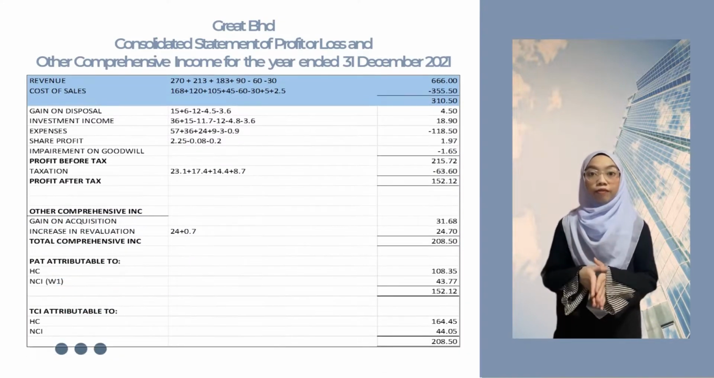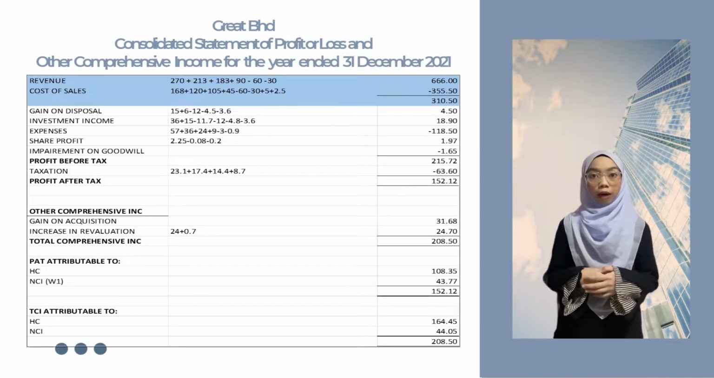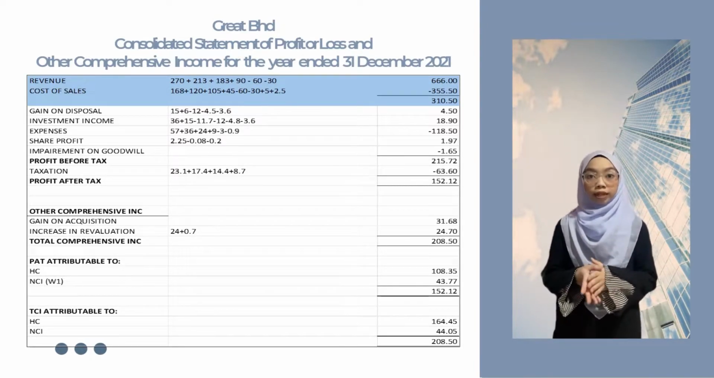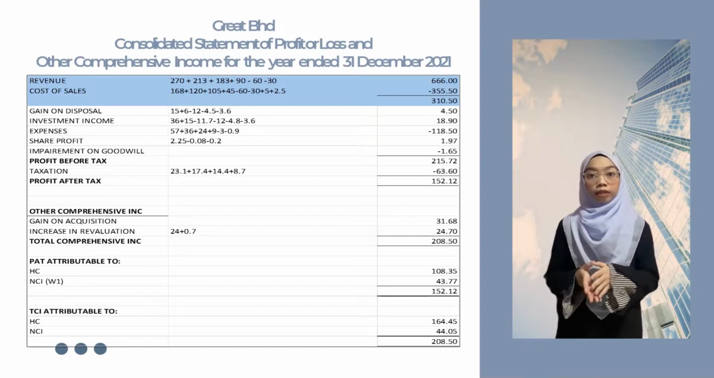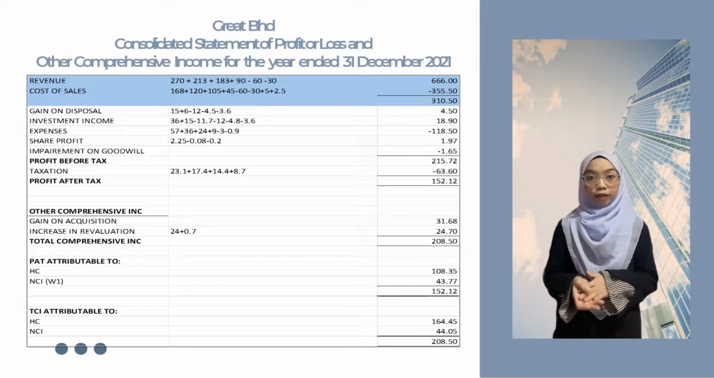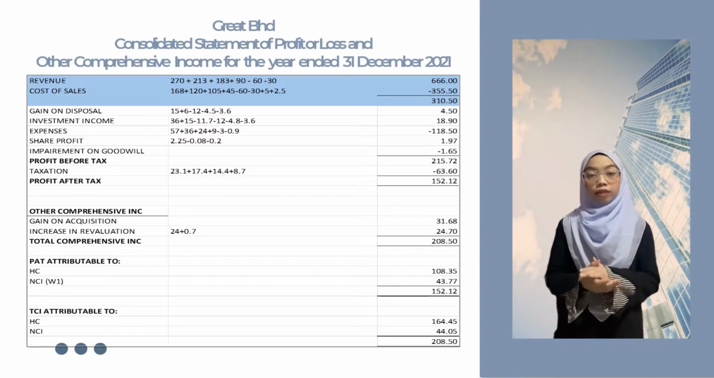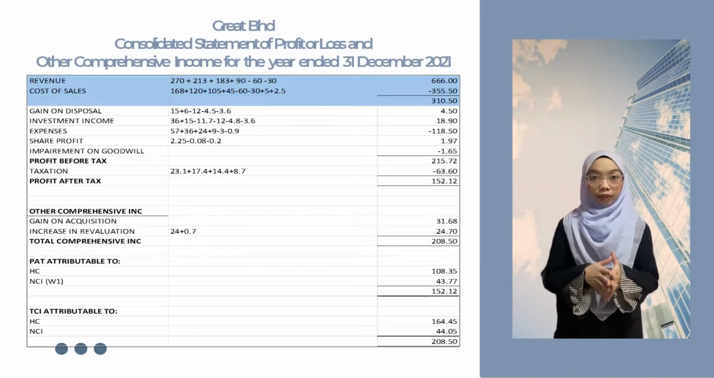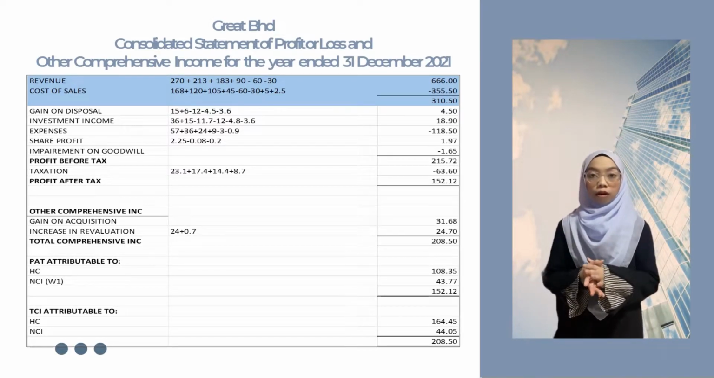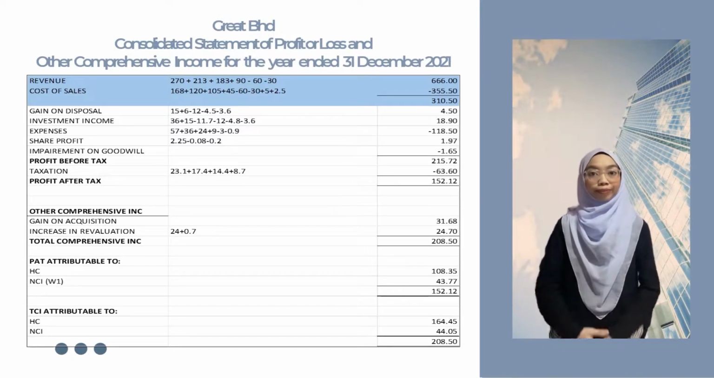Firstly is the revenue, where we sum up the revenue amount from Great Berhad, Big Berhad, Excel Berhad and Good Berhad without having to apportion the amount since the ordinary shares of each subsidiary company were acquired at the beginning of the accounting year. Then, the revenue was minus with 60 million ringgit and 30 million ringgit, which is the result of intercompany transaction.